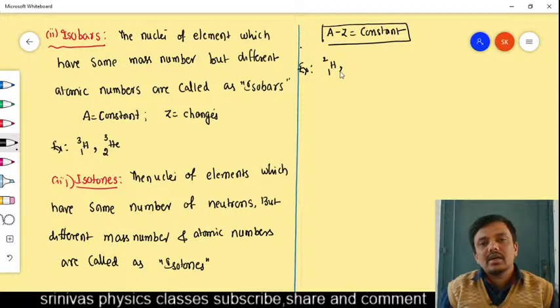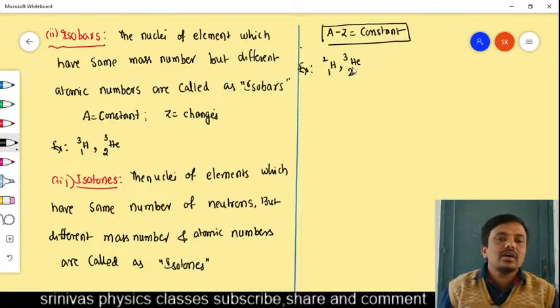1H2 you take, and the second one is the 2He3 you take. These two are the examples for the isotones. They have the same number of neutrons. You see here, hydrogen has one atomic number and helium has two atomic number. That is different. Mass number, hydrogen has 2 and helium has 3.